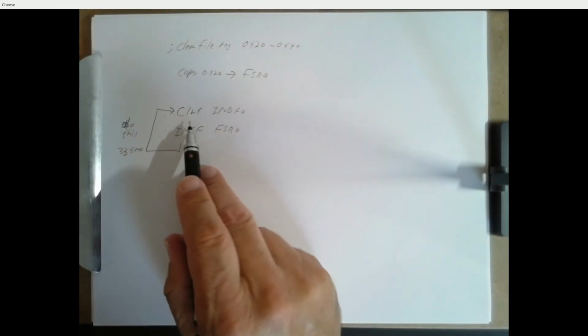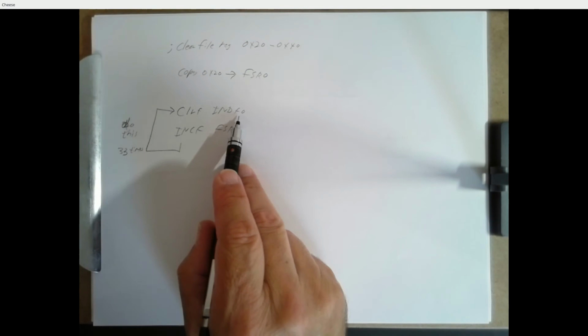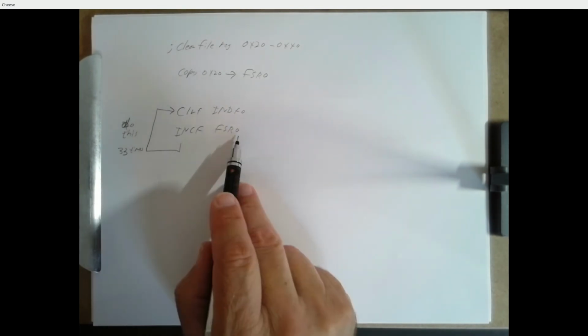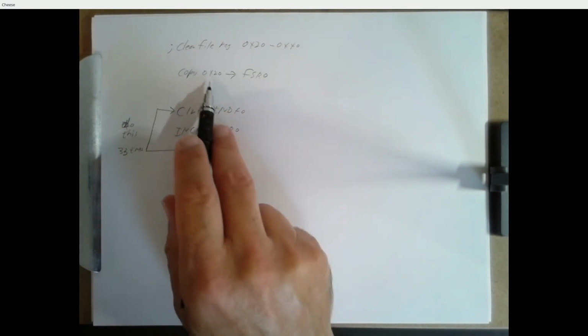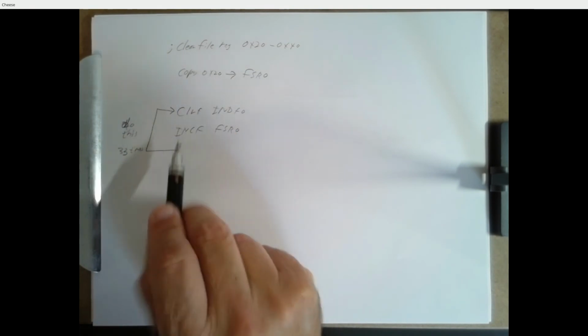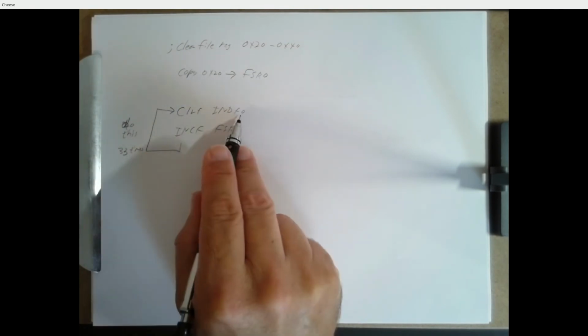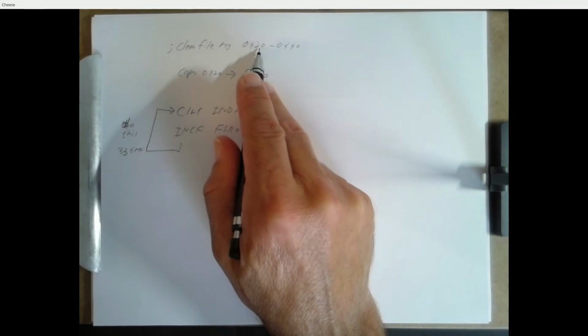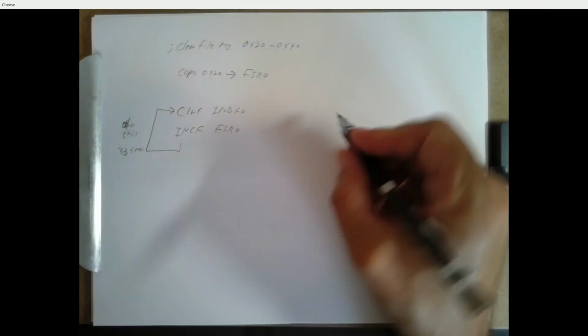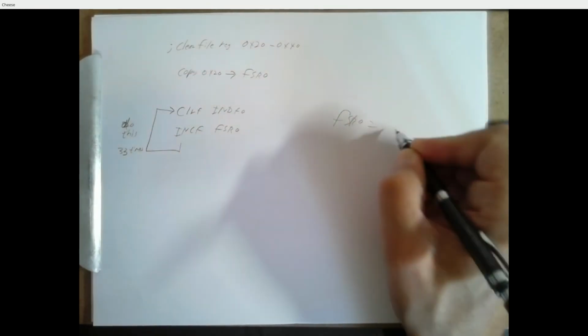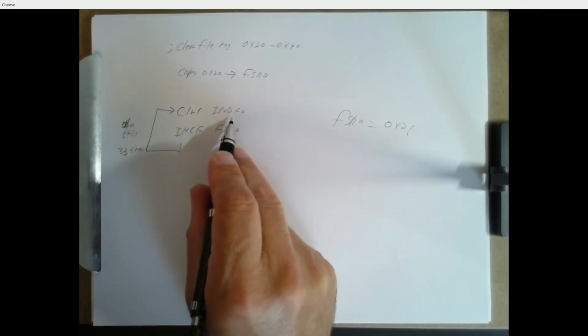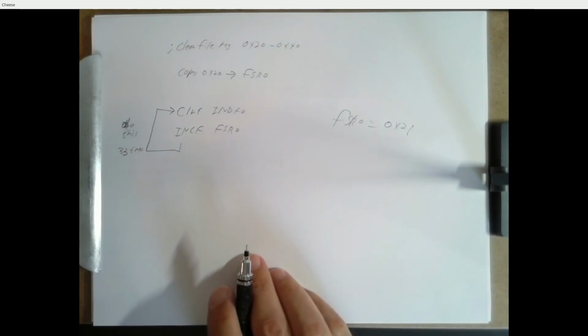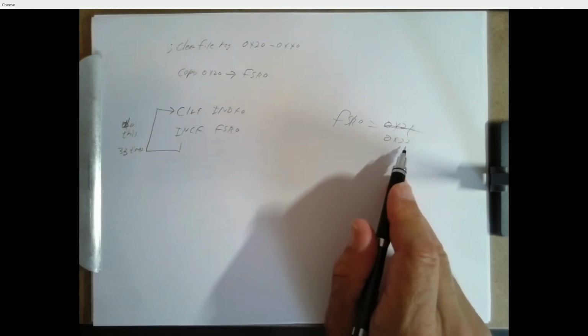But here's the essential detail, right? I'm going to clear INDF0, I'm going to increment file select register 0. So FSR0 is initialized to 20. The first time this clear is executed, it clears file register 20. Now I increment FSR0, so now FSR0 is equal to 21. And when I say clear INDF0, it clears file register 21. And then we increment this to 22. And when we say clear, it clears file register 22.